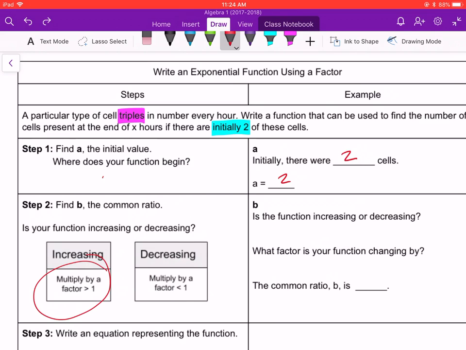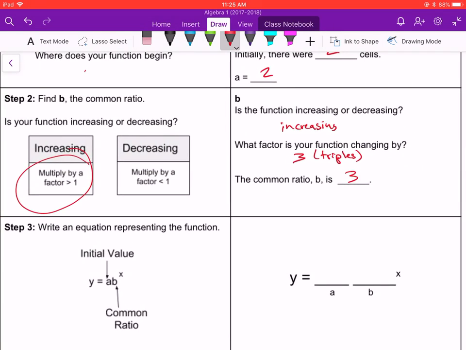It is tripling, right? Triple means you're multiplying it by 3. So your factor is changing by 3. I'm going to write that in parentheses. That means your B is going to be 3. You've got 2 numbers, your A value, which is 2, okay? Your B value, which is 3, put that in parentheses, raised to the X, all right?